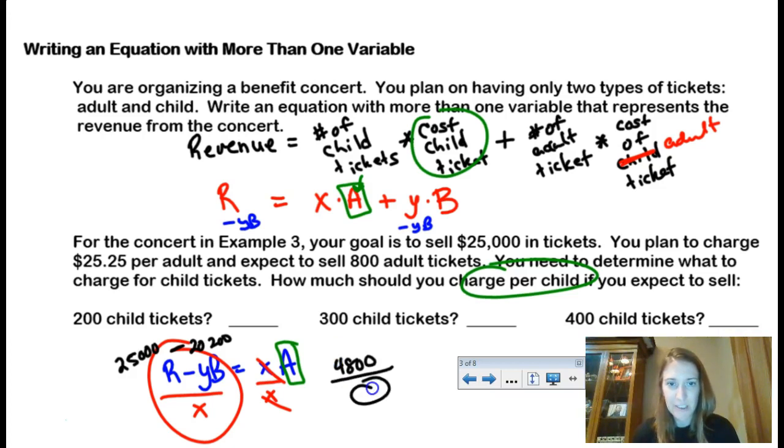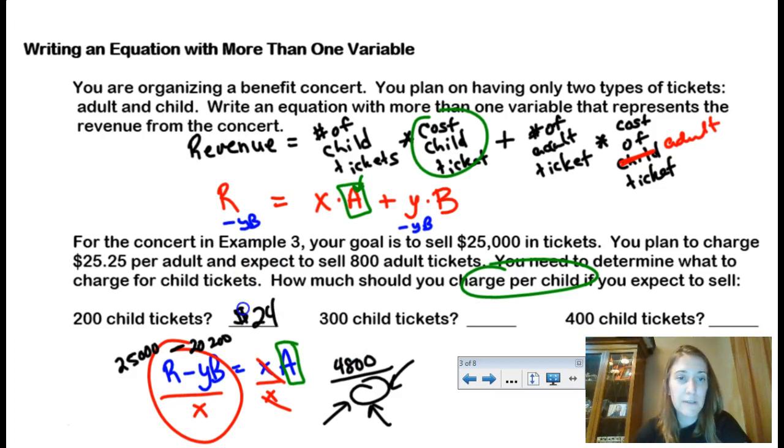And what we're going to do is we're going to divide by how many children's tickets we expect to sell. And they're going to change it on us. That's why it was so neat for us to isolate for that particular setup, because look how fast this is going to go. Ready? If I plug in a 200 right here, 4,800 divided by 200 is 24. So apparently we should charge 24 bucks for all those kids. Seems like a bit of a ripoff. All right, so 300 children's tickets. If I plug a 300 in right here, that comes out to 16 bucks. Oh, it's getting cheaper. That makes sense. And then if I plug in a 400 right here, that would be 12.